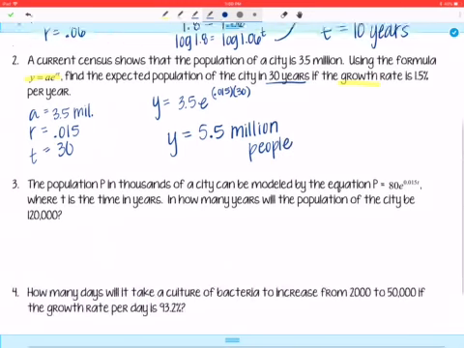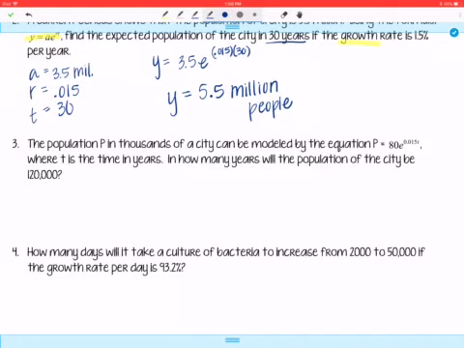Okay, for 3. All right, population P in thousands of a city can be modeled by the following equation, where T is the time in years. In how many years, so that lets me know that I'm looking for T, will the population of the city be 120,000? So 120,000 is like your end goal, right? In how many years will I stop at 120,000?